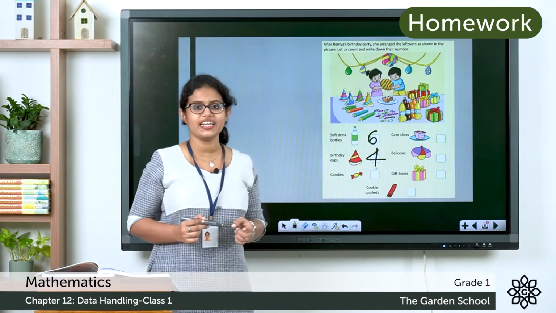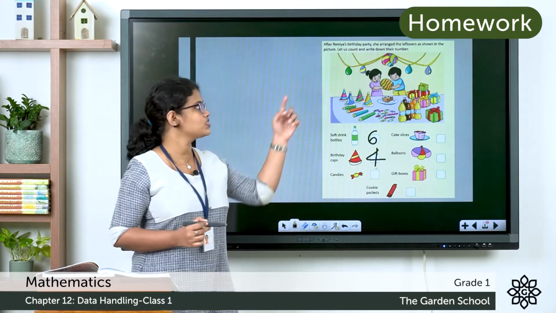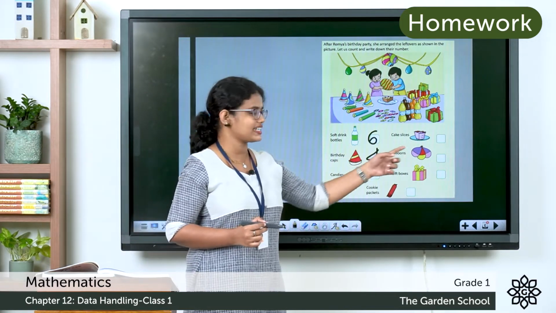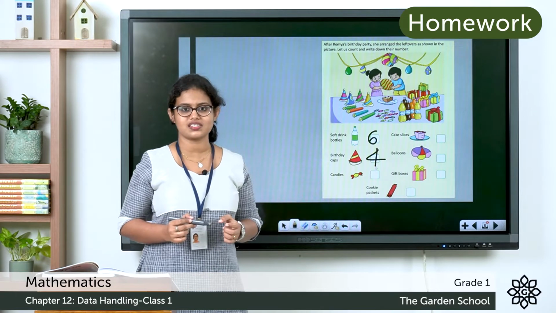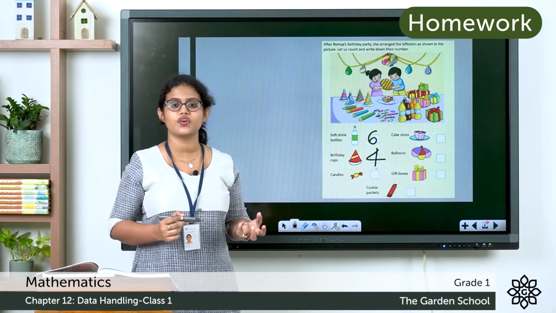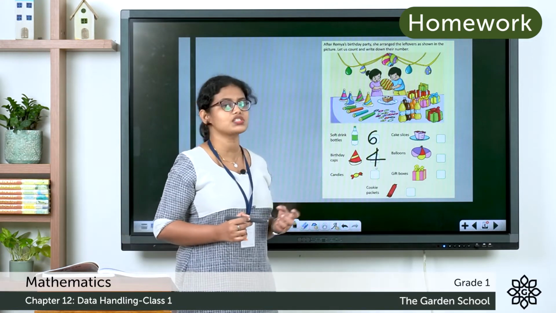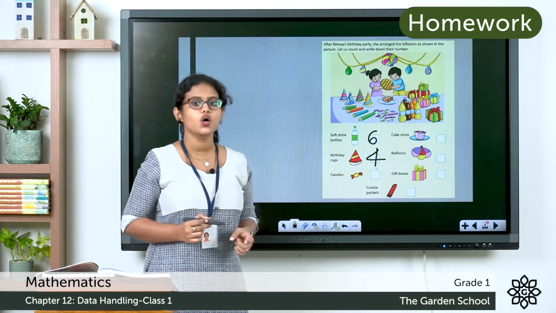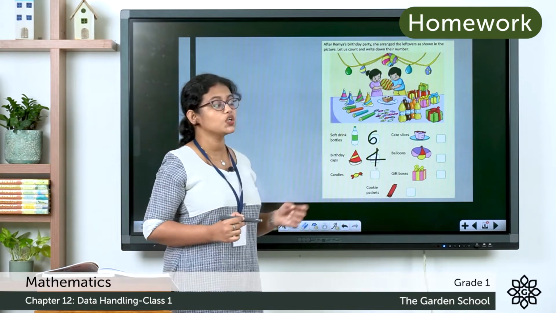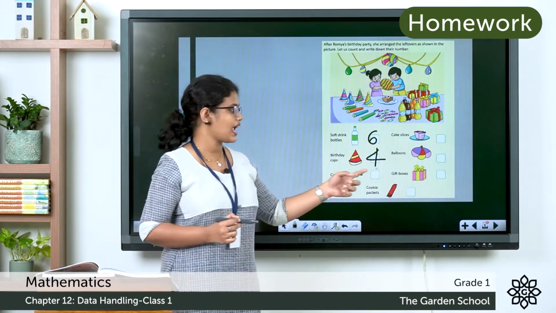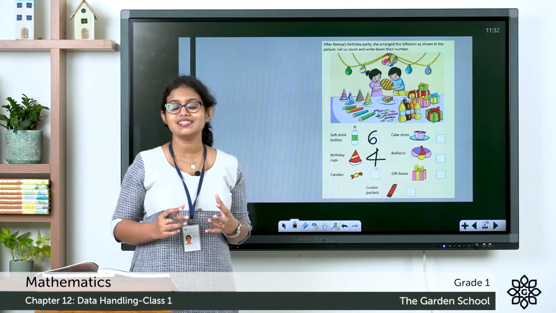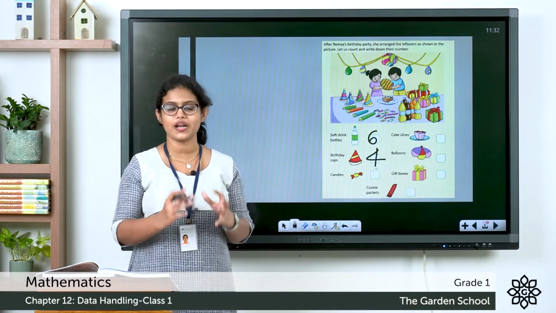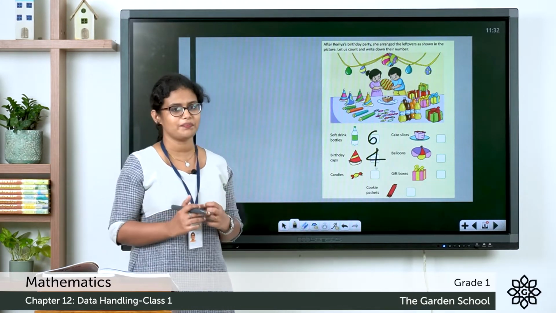Then what is given next? Balloons. So balloons are hanged there. So how many balloons are there left? Just count and write. Then gift boxes. So she got many gifts for her birthday. So how many gift boxes are there? Just count and write in the box. Then what is given? Cookie packets. So these are the cookie packets. Count it and write it down. So this is data handling. So we are collecting information and we are presenting them in a meaningful manner.